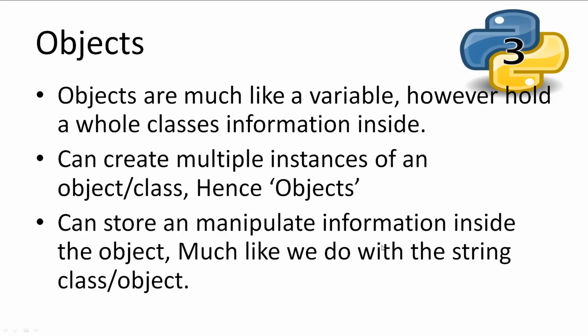Objects. After we have defined a class in Python, we can create objects of that class. An object is much like a variable, however that variable holds all of the data and methods for the class that it was made with. With objects, we can use the data in our classes to store information into our object, much like we would do with the string object class.